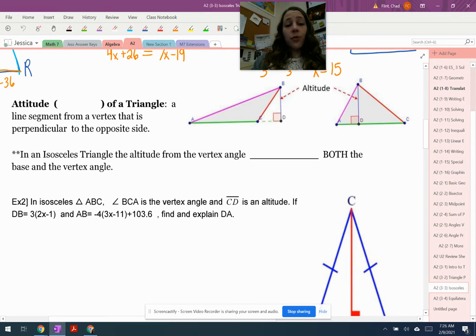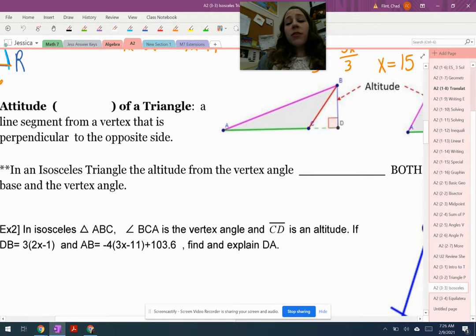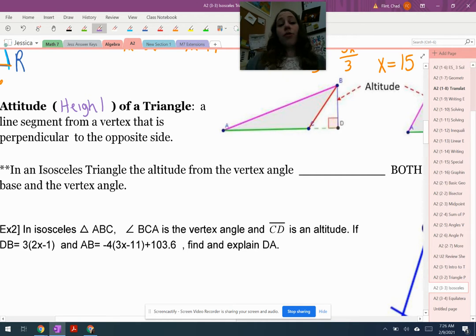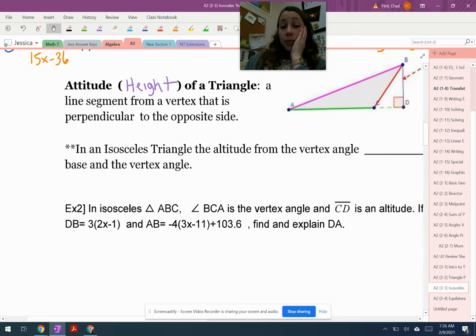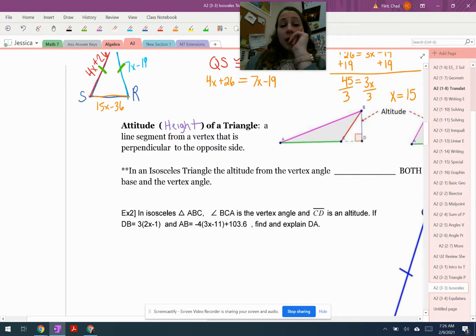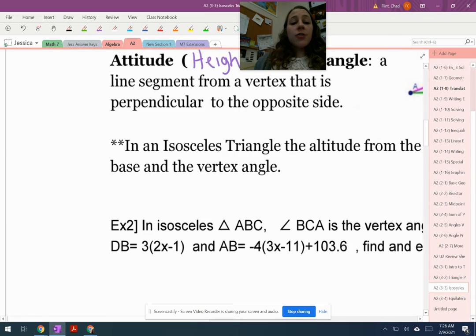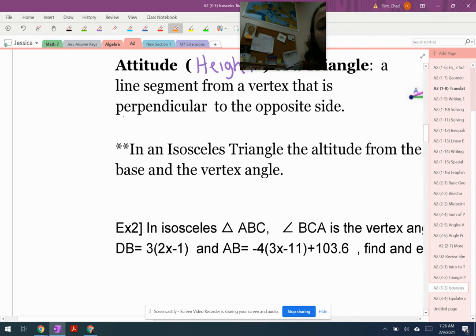So the altitude, when we talk about the altitude, we're really just talking about the height of a triangle. That straight up and down line that makes the 90-degree angle with the base, that's the altitude or the height. So the altitude of a triangle is the line segment from a vertex, so from one of those corners, that is perpendicular to the opposite side. And just a little review, when we say perpendicular, we mean it forms that right angle.